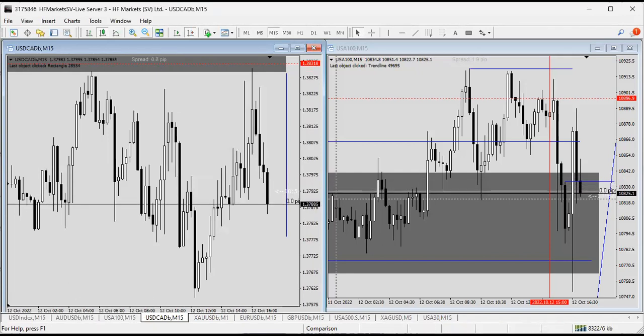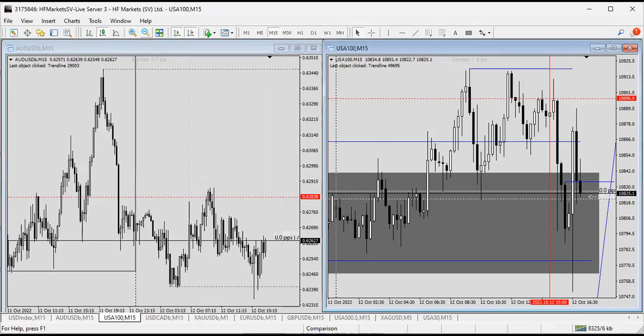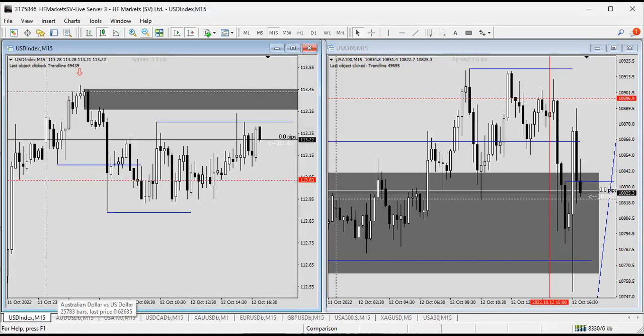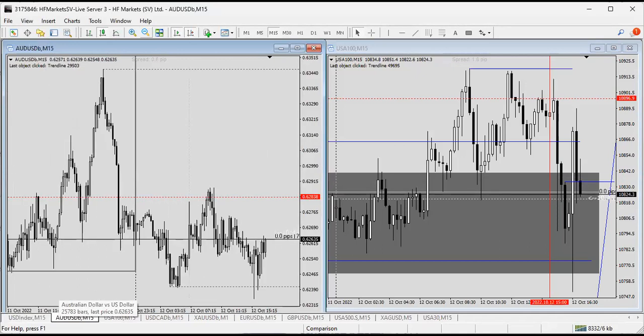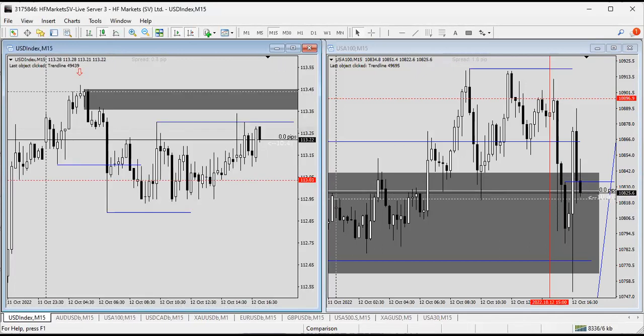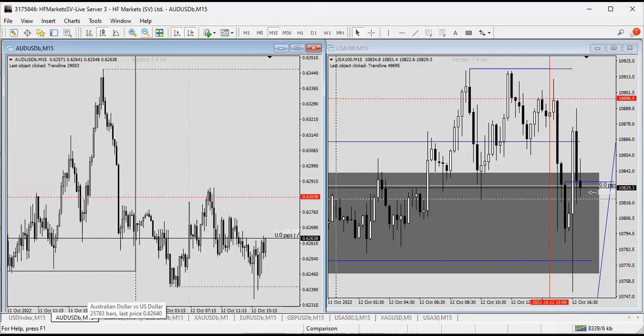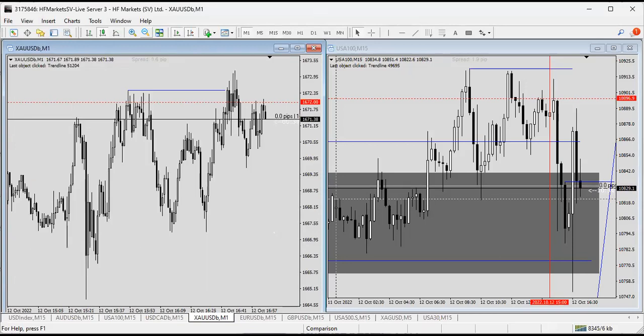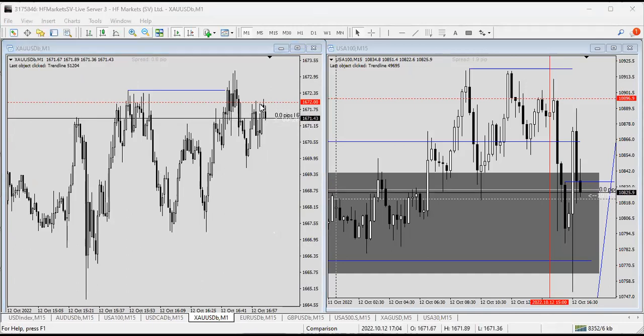UCAD moving lower. NAS moving lower. Correlation crack. Everything moving lower. So DXY lower means weakness. This means weakness. Why is this going lower? And this is going lower. And this is not moving. Really?